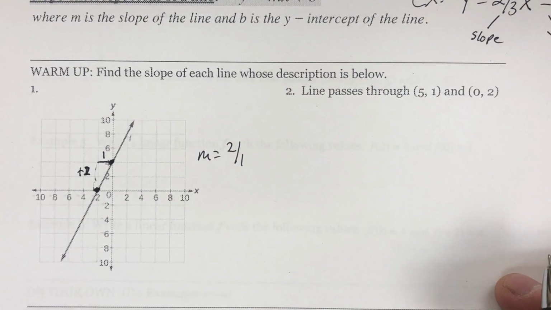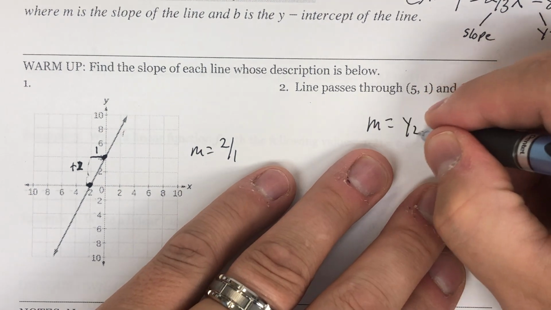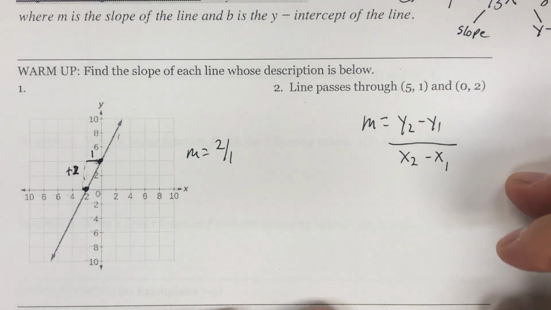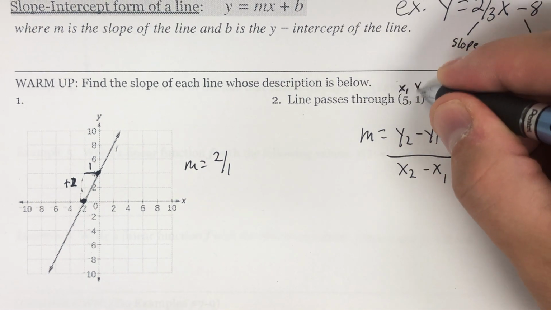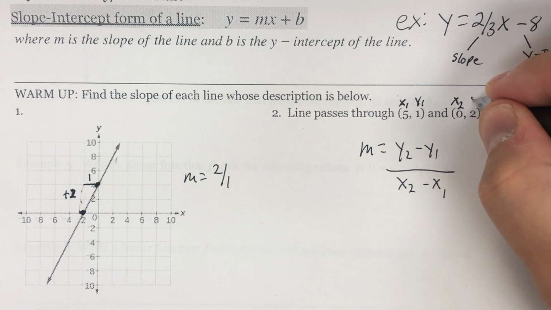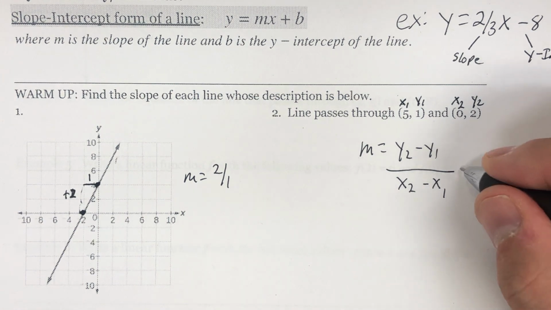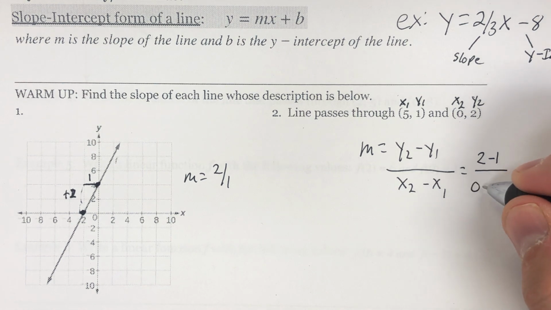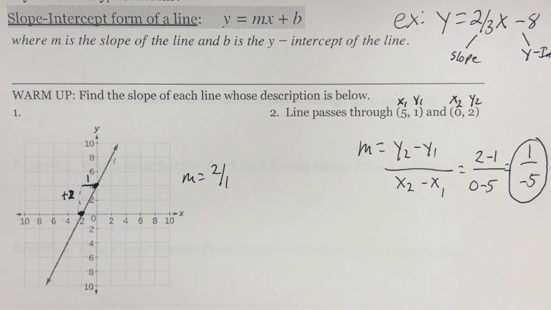When I'm given 2 points, I need to use the slope formula. The slope formula is m equals y2 minus y1 over x2 minus x1. That's a recollection from last chapter as well. So I'm going to label our points x1, y1, and x2, y2. When I substitute in our values, 2 minus 1 on the top, over 0 minus 5. So 2 minus 1 is 1, 0 minus 5 is -5, so our slope is -1/5.